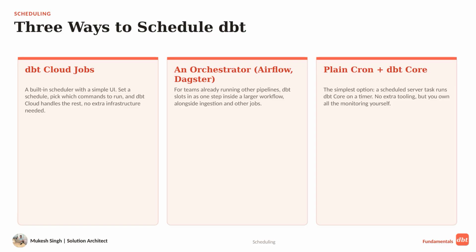And plain cron running dbt Core is the simplest option of all, a scheduled server task on a timer, though you take on all the monitoring and alerting responsibility yourself. Most teams actually start with plain cron or dbt Cloud, and only move to a full orchestrator once dbt genuinely needs to coordinate with several other systems.